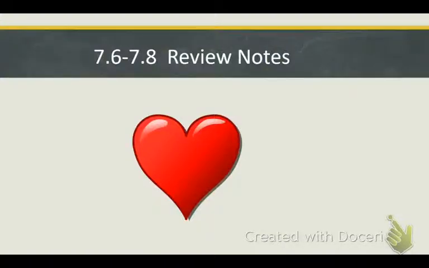Today we're going to be taking our notes 7.6 through 7.8. It's the review notes that you're going to need to have for our quiz that's coming up on Monday. So it'll be over these three sections, 7.6, 7.7, and 7.8.